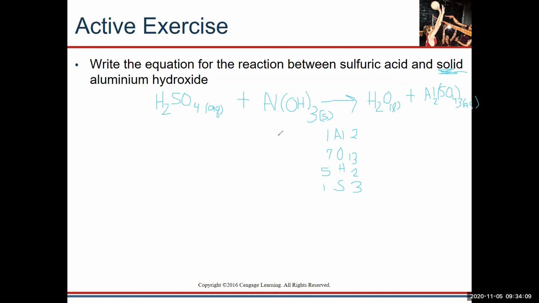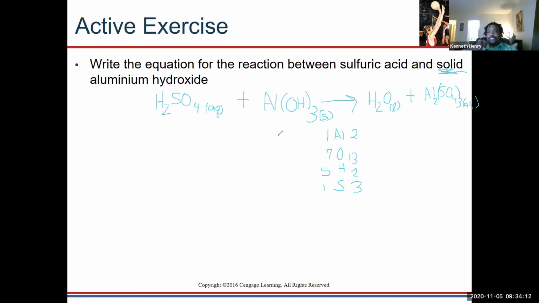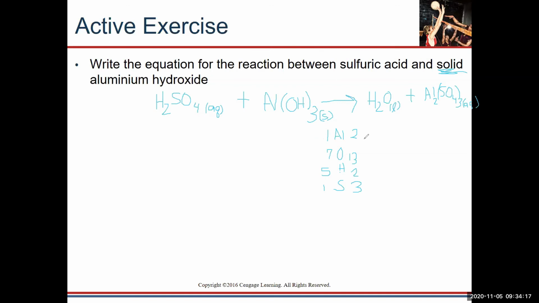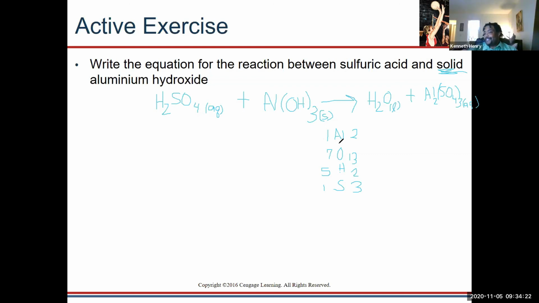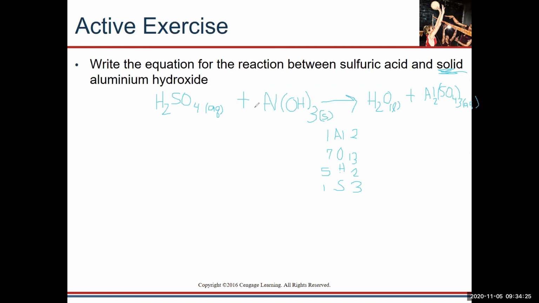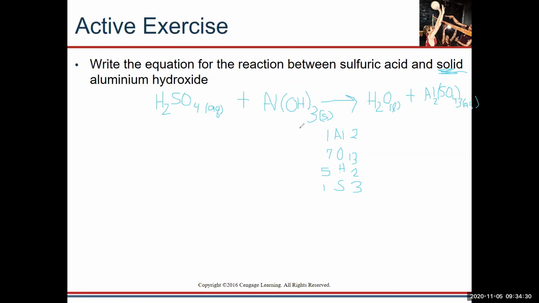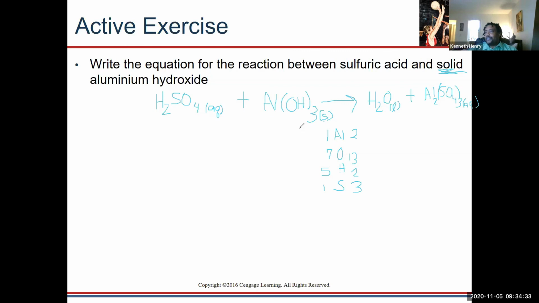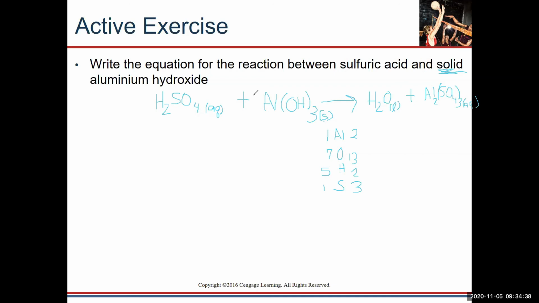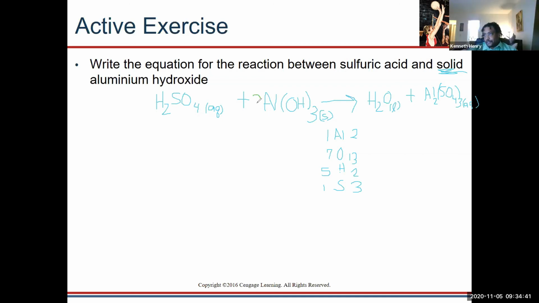Multiply some things. Let's start with the aluminum. Double it. What was that? You have to double it. So I need to do what? What does that mean? Double the amount of aluminum hydroxide. So what does that mean? Change it from 1 to 2 aluminums. Put a 2 in front of it. Okay. So that gives me 2 aluminums.